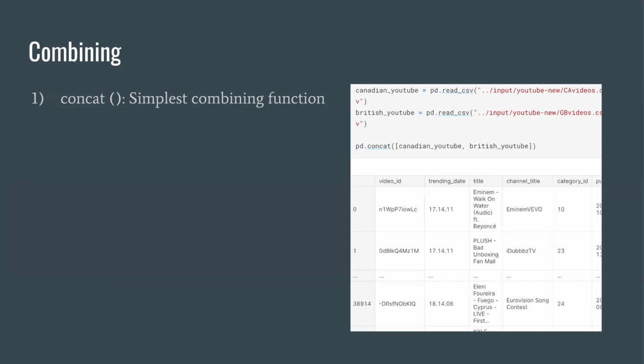You oftentimes need to combine, and the simplest combining method is concat. It's short for concatenate. So given a list of elements, this function will smoosh all those elements together along a specific axis. And this is useful when you have data in different data frame or series objects, but having the same fields.